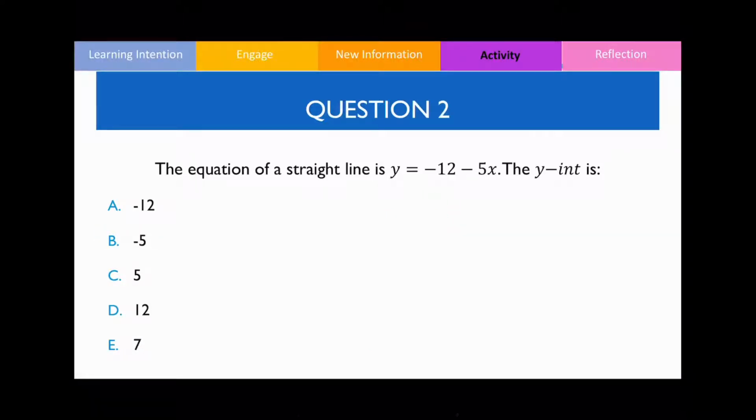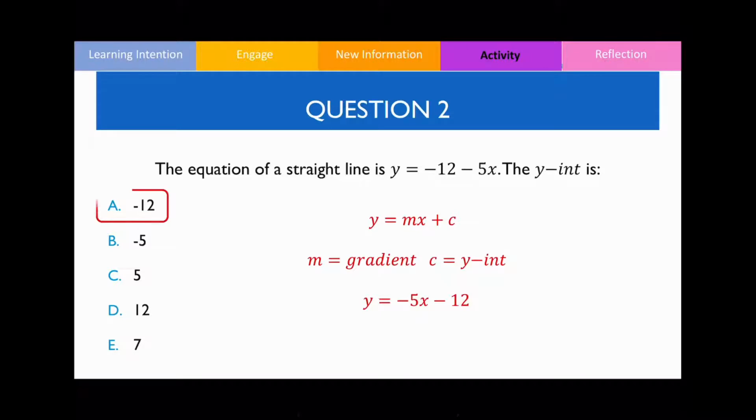Question 2 wants you to find out what is the y-intercept given the actual equation, okay? So this is given in the y is equal to mx plus c form, and we know that the value of c corresponds to your y-intercept. So in this case over here, c is going to equal -12, hence A is going to be the correct answer.